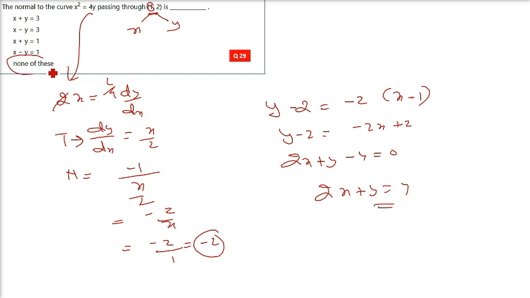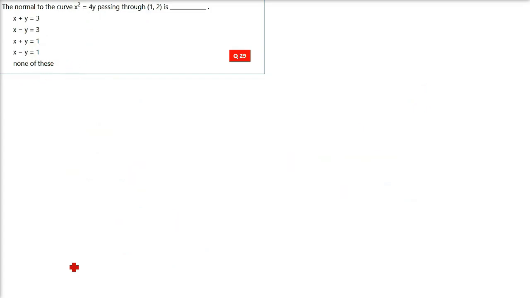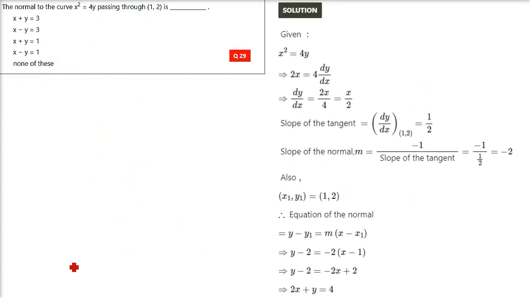That is none of these. There is no option matching. I needed to show you how it's solved. If you are going to write it somewhere, then this is the way.